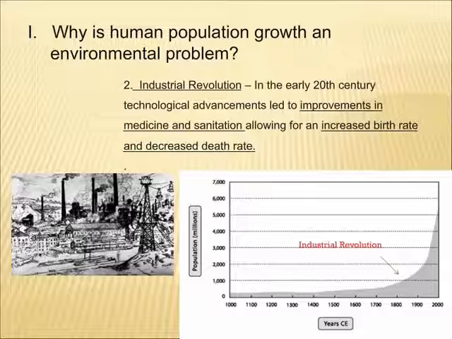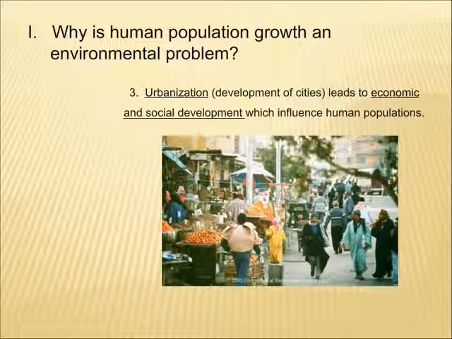The Industrial Revolution is when people started to manufacture a lot of material goods, and there were many technological advancements. These technological advancements were a positive impact when it came to human life and quality of life, because it led to improvements in medicine and sanitation. It allowed people to live longer and healthier lives. It allowed babies to survive after they were born. So this then led to that increased birth rate and decreased death rate that ultimately resulted in this exponential population growth. So with industrialization, that then leads to urbanization.